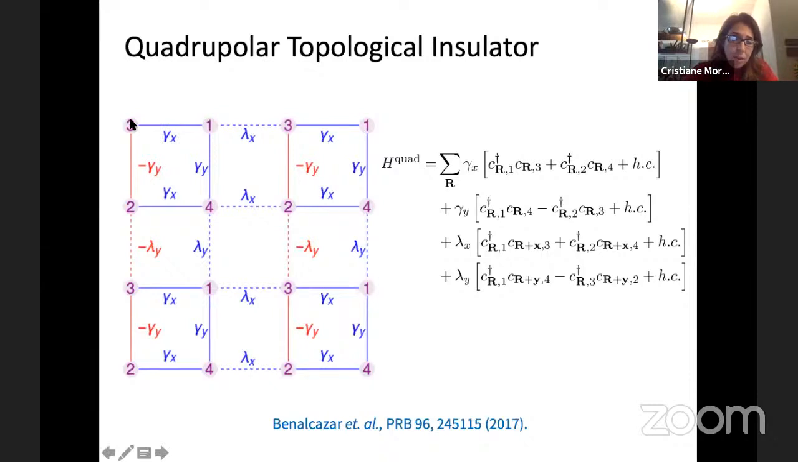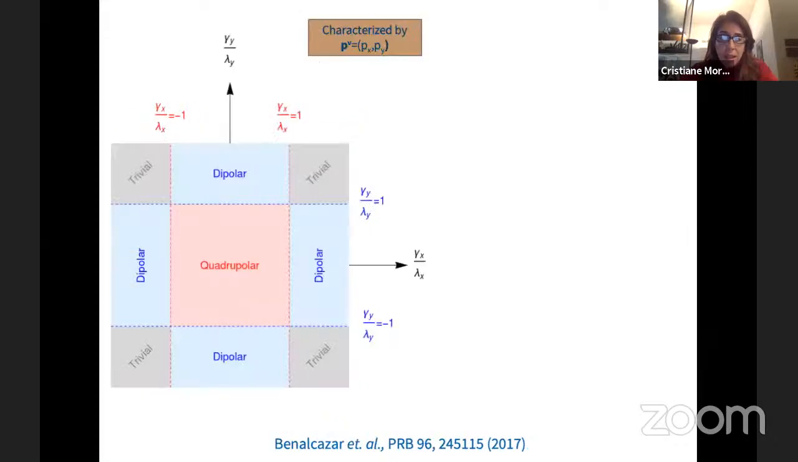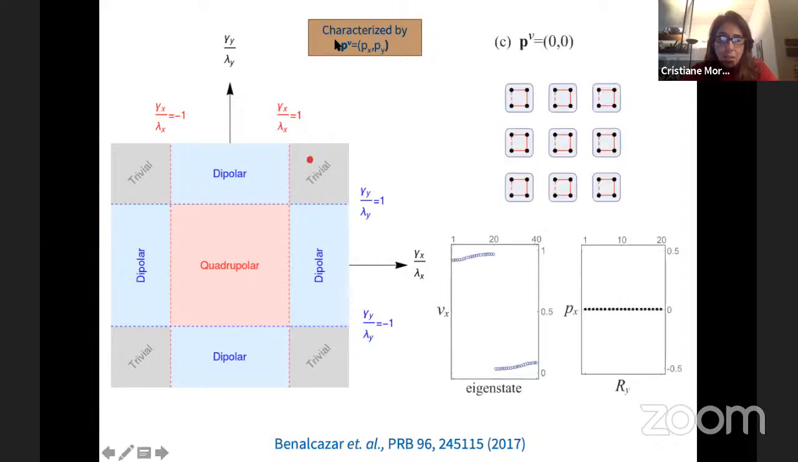And then it's simply a model with alternating hopping in the x direction, gamma x, lambda x, and in the y direction, minus gamma y, minus lambda y, but this becomes positive in the next vertical. That is then the Hamiltonian of the model, a simple tight binding Hamiltonian. And it was shown in this paper that this model has very interesting phases, if I look at a phase diagram in terms of gamma y over lambda y versus gamma x over lambda x. And these phases are characterized by the polarization, which is now a vector, px, py.